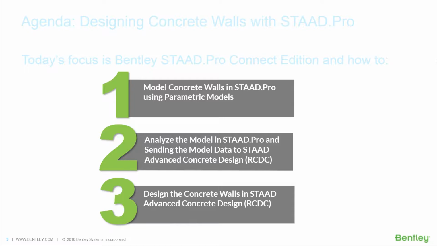First, we're going to prepare our model in STAAD.Pro by creating our finite element mesh using parametric models. We're going to move our process along by analyzing the model in STAAD.Pro and then sending that data over to the RCDC. And finally, I'm going to show you how we can design those walls in the RCDC, how we can get some drawings and also some calculation information.